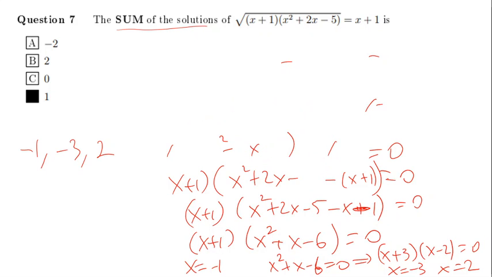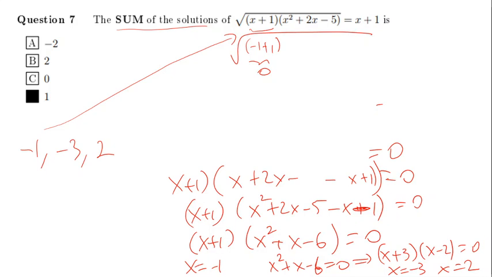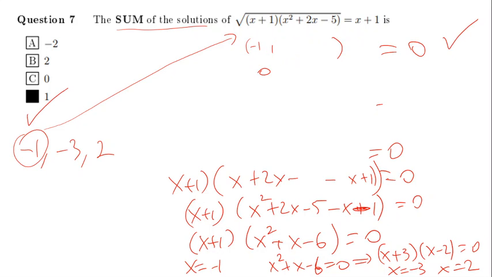Now, when you check them, you have to put them here. You put minus 1. When you put minus 1, it becomes minus 1 plus 1. It makes 0. So what happens here? You get 0 is equal to 0. So minus 1 is a solution.